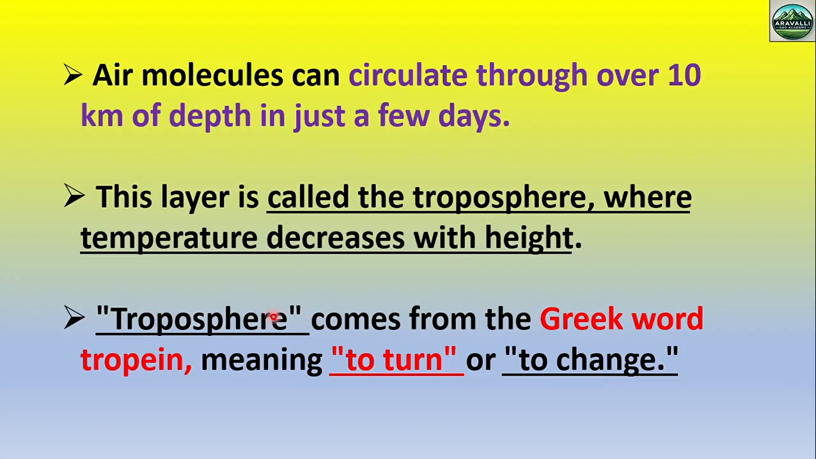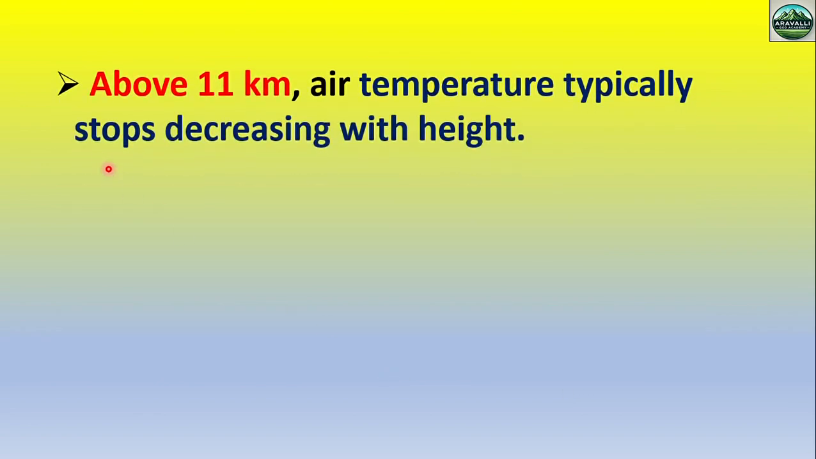Troposphere comes from the Greek word tropen, which means to change or to turn. What changes? Weather phenomena change. Weather and climate change quickly, so this layer is known as the troposphere due to the quick change. And remember the height of the troposphere is up to 11 kilometers.